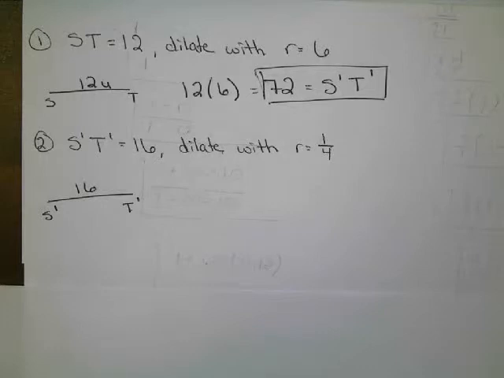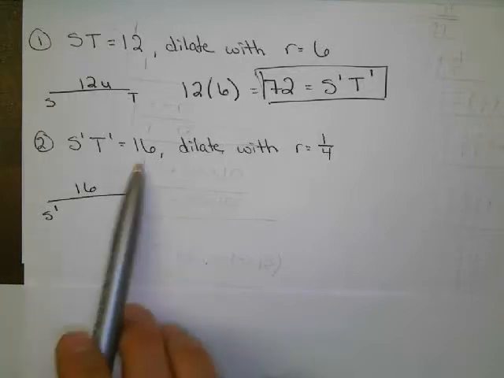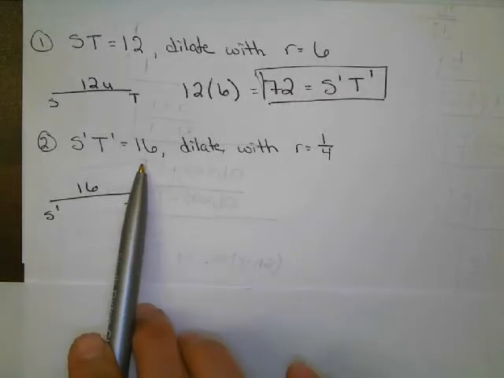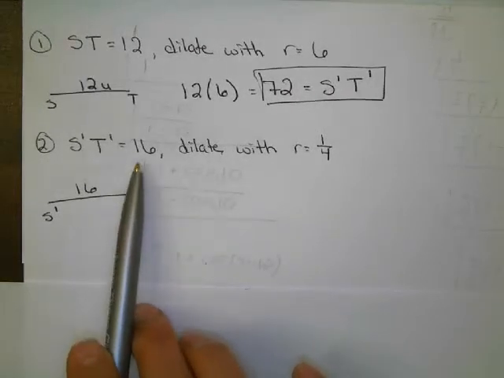So again, I dilated it with a ratio of 1/4. If I dilate it with 1/4, that means it gets smaller. So that means my image is going to be smaller. So my pre-image has to be bigger than what my image is.